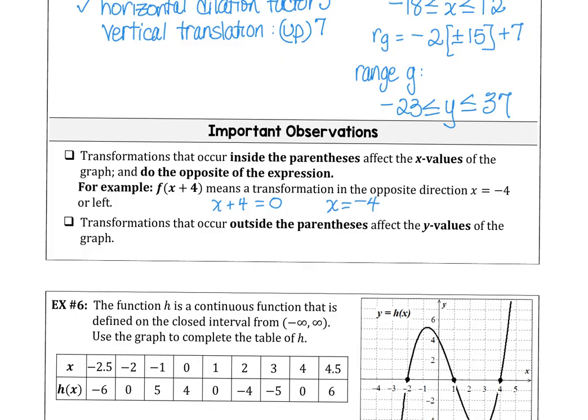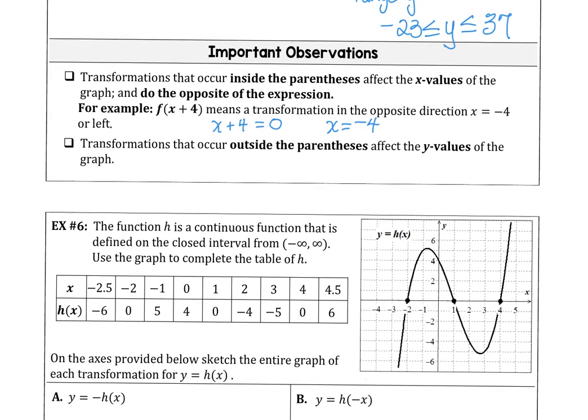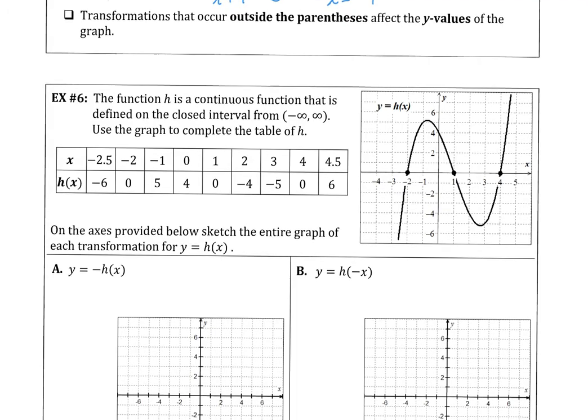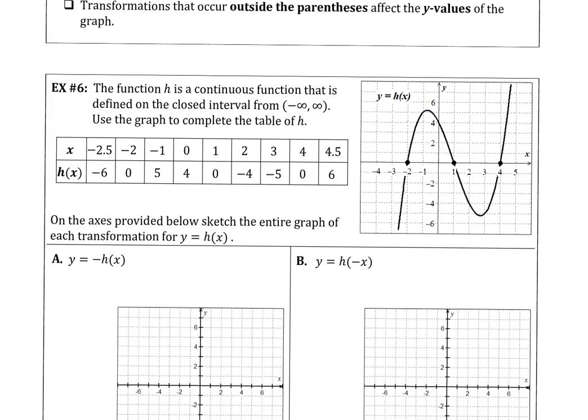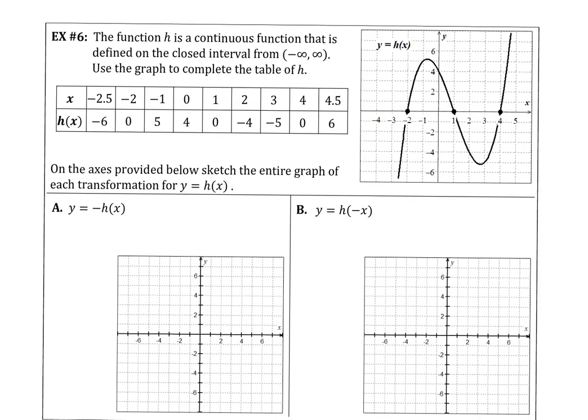Our last example gives us the h of x. It's a continuous function. It's defined on all real numbers, and we can use the graph to complete the table of h, and that's been done for us. And we want to graph 4 different transformations. The opposite of h of x. That means we're going to keep the x and flip the y's. So we're reflecting. This is our rule.